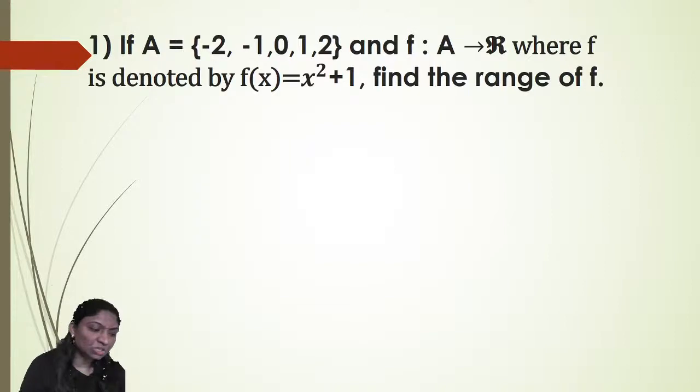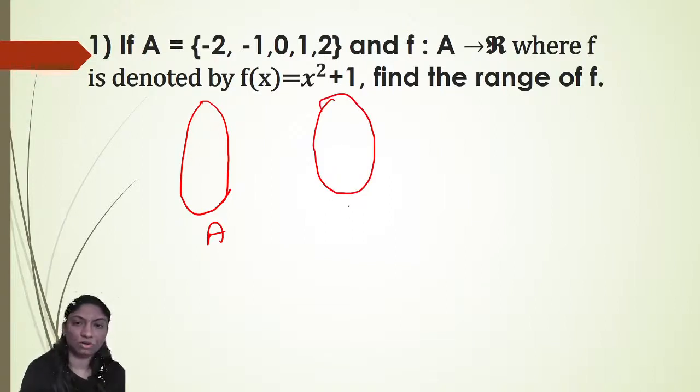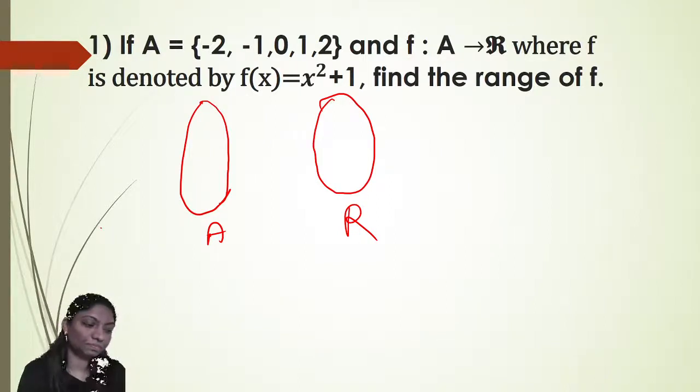See. So first of all, we will find out all the elements. Okay, f of x. So we operate f. Here is A. So diagrammatically it will be more clear to you. So f is defined from A to R. Okay, so this is the set of real numbers. So first of all, operate f of x. x is equal to -2. So f of -2.